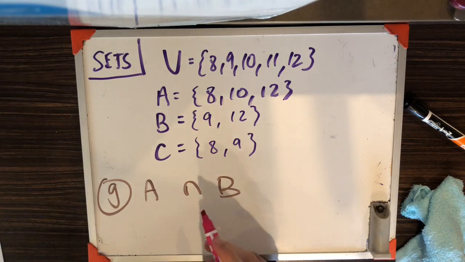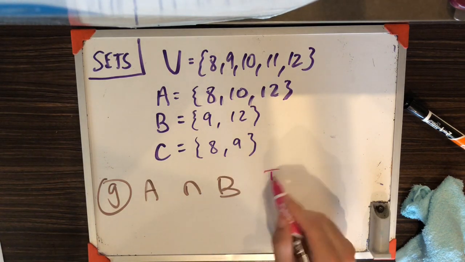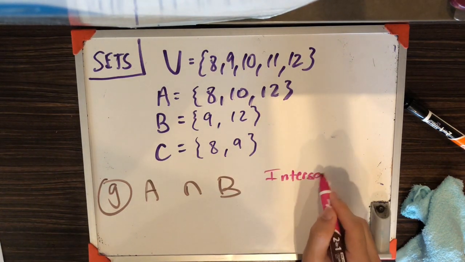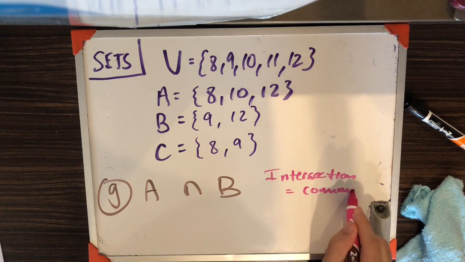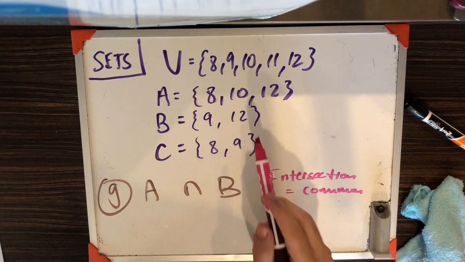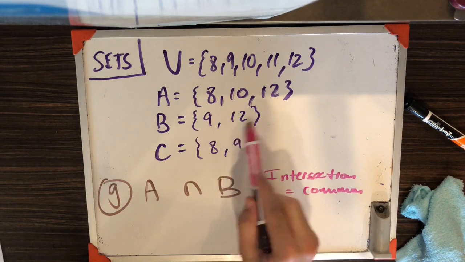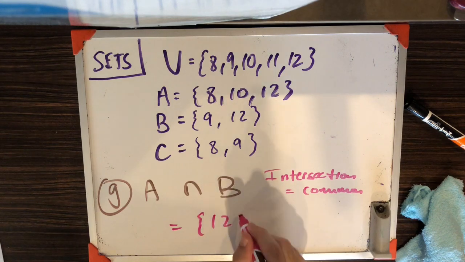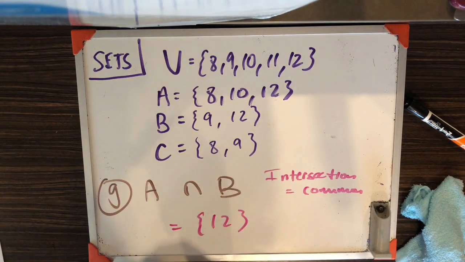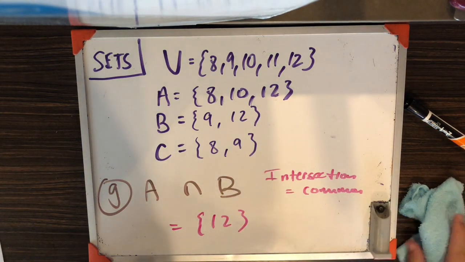So A intersection B. Again, this means intersection, which means what's in common, right? What's in common between A and B? Well, the only thing common between A and B is 12 and 12, so this would just be 12 being the element that's shared between the two sets.